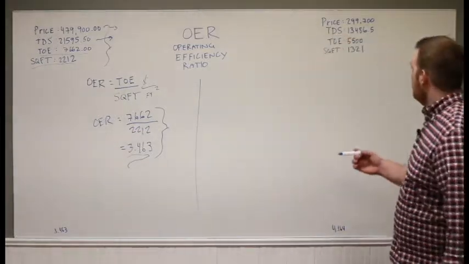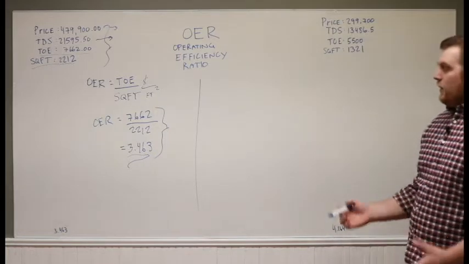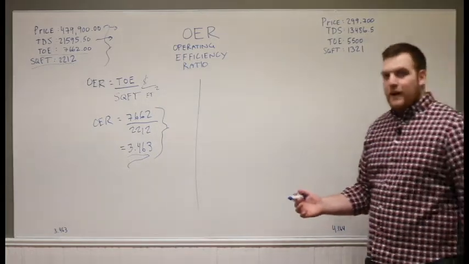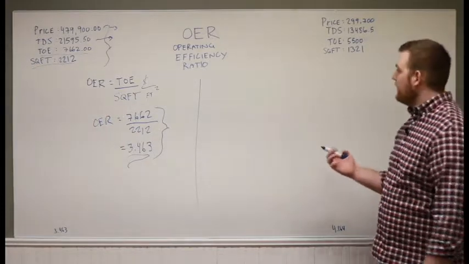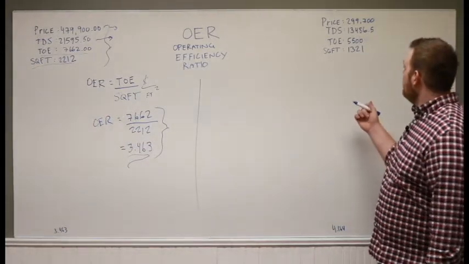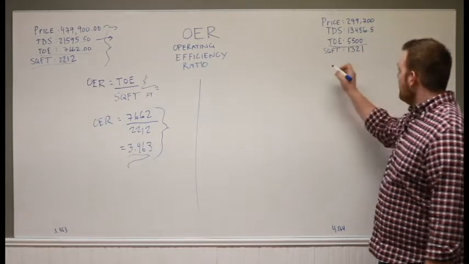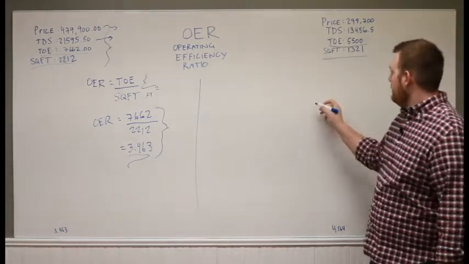This video is going to be pretty short because honestly, operating efficiency ratio is pretty rare in the industry, but maybe this will be useful for people because it is rare. So let's just go right to it. So total operating expenses and square footage, that's all we need.